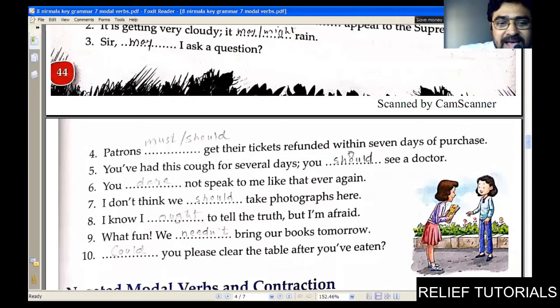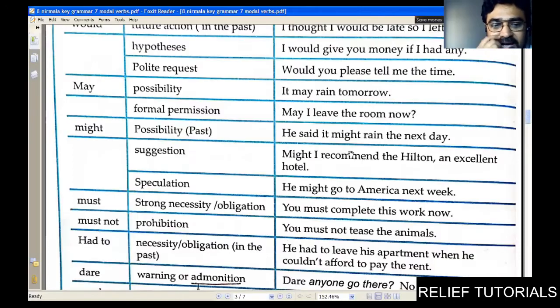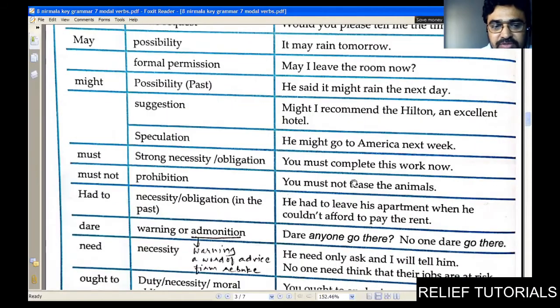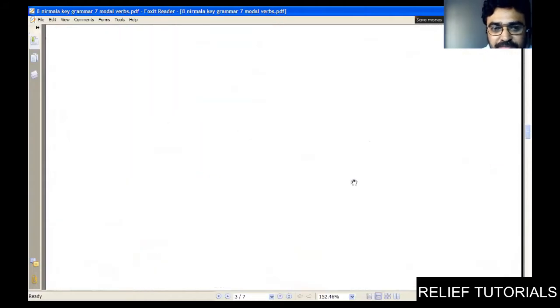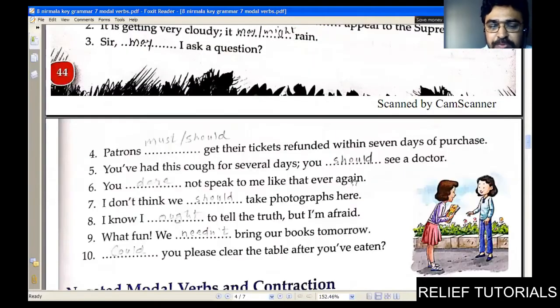You blank not speak to me like that ever again. So here I would like to again remind you the use of dare. See here, it is a warning, an admonition, so you better go for it. So you dare not speak to me like that ever again. It is a warning. Otherwise, you have to be ready for some dire consequences.